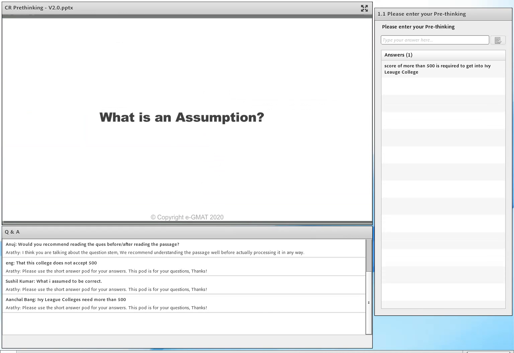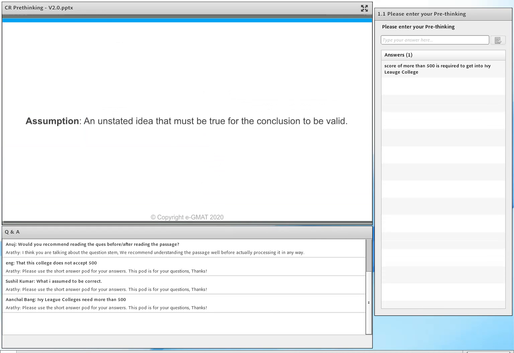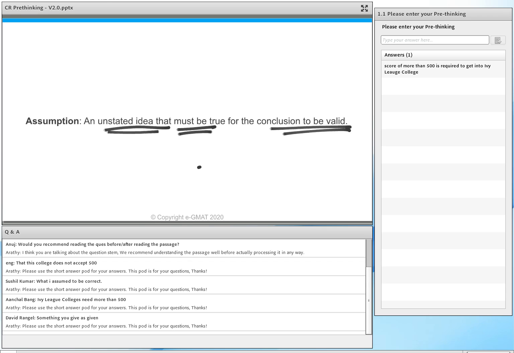Okay. So with that, what is an assumption? An assumption is an unstated idea that must be true for the conclusion to be valid. The whole purpose of writing an argument is to further the conclusion. There's no other reason to write the argument. And so when the author makes that claim, a conclusion is always a claim, a prediction, or a causality that's made over here. So a conclusion is always a claim.